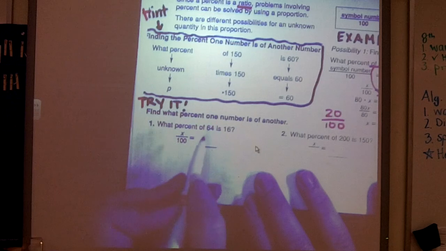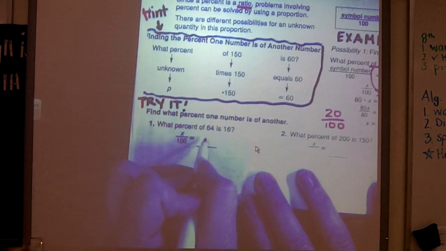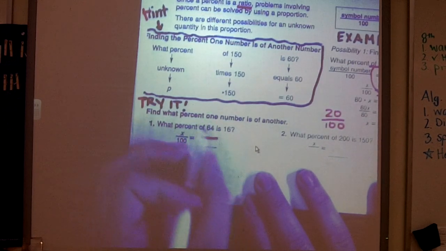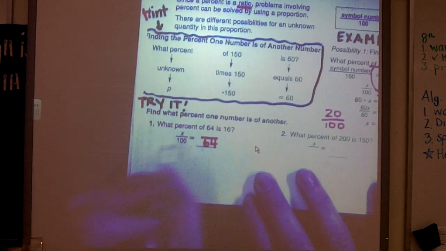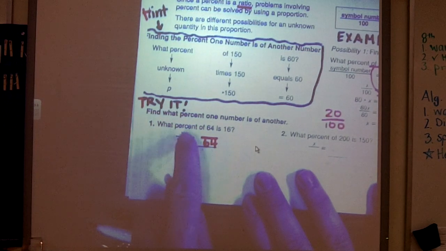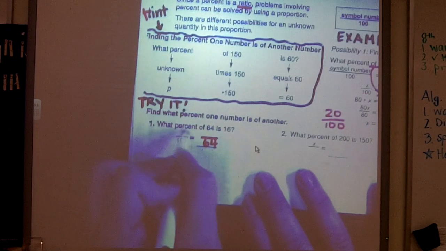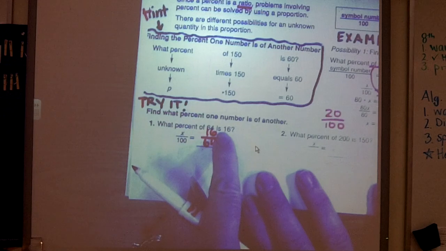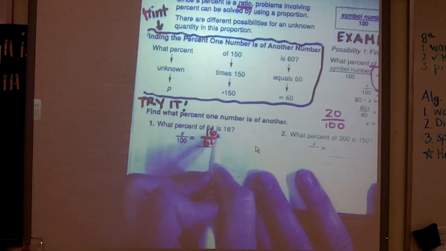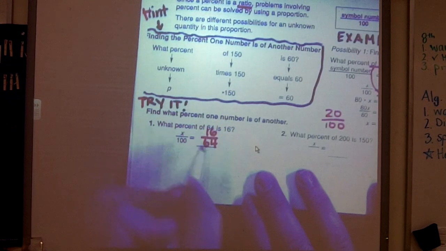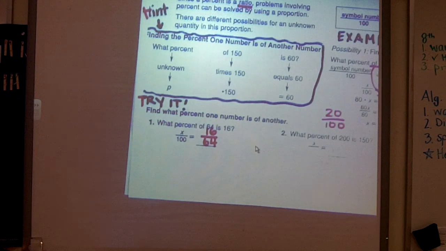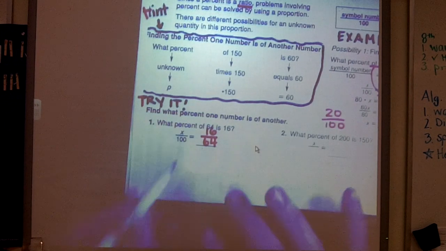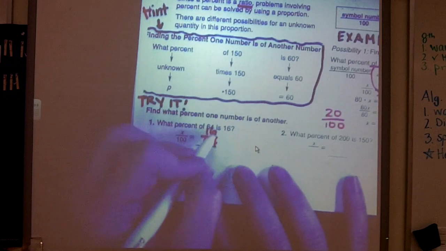What percent of 64 is 16? Remember that 64 is the of number, that's the total, just like 100 is the total. The percent that we're looking for is x. So we're going to put 16 because that's our is number on top, and our of number is down below, because the of is again the total and the 16 is the part. To solve this, we're going to cross multiply and divide.